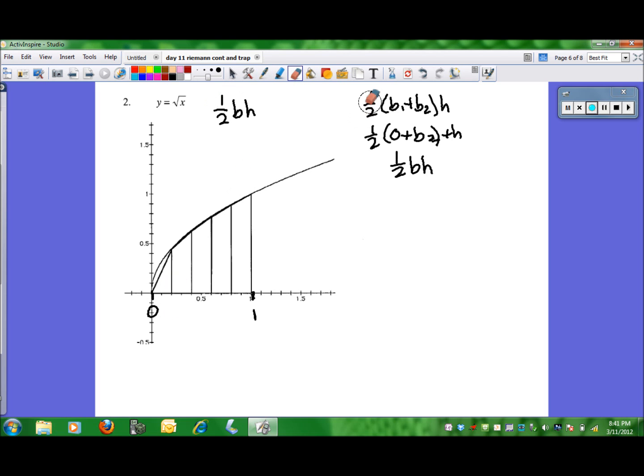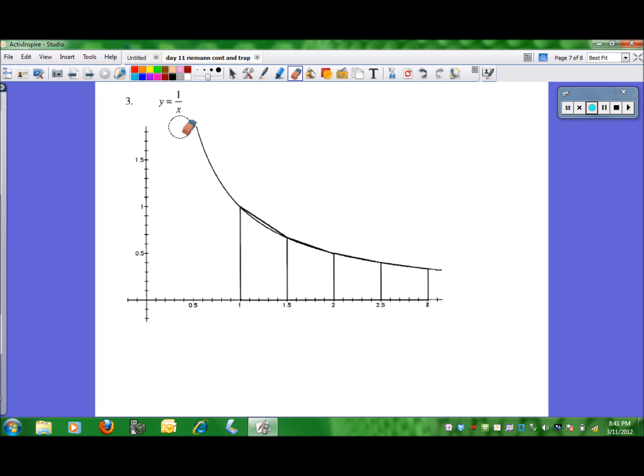All right. So I'm going to erase all this. And go to the next one. This one is from 1, I'm sorry, to 3. Okay, so that's the interval. 1 to 3, you're approximating the area under that curve.